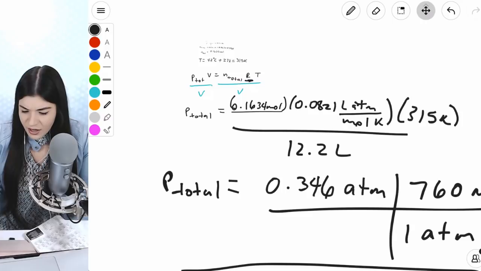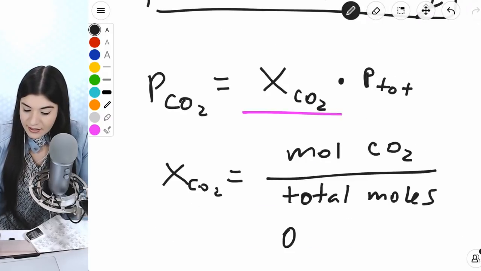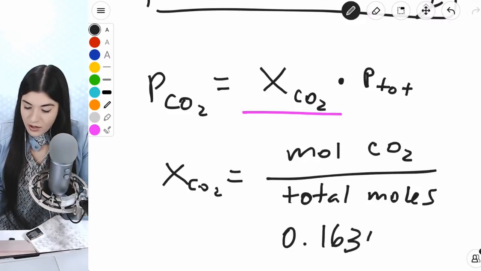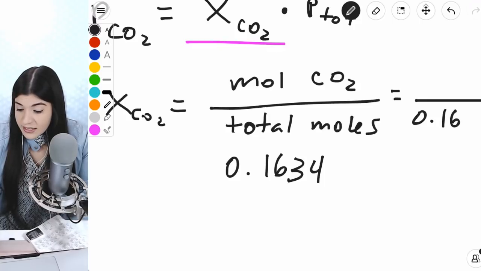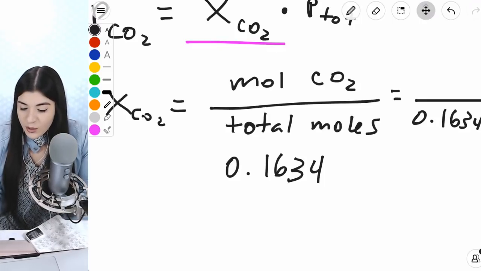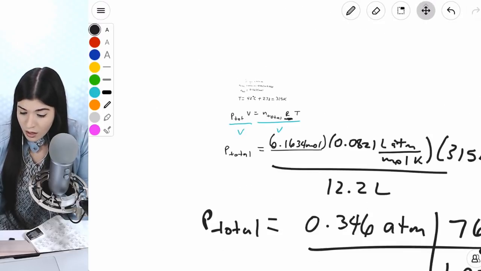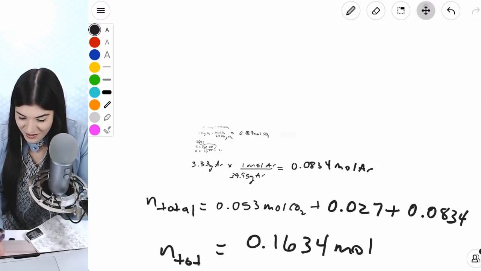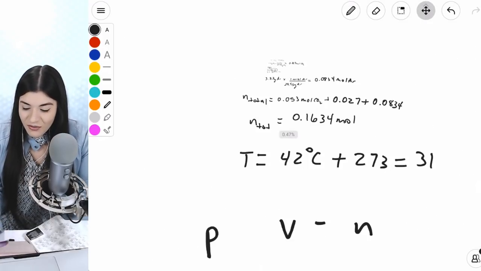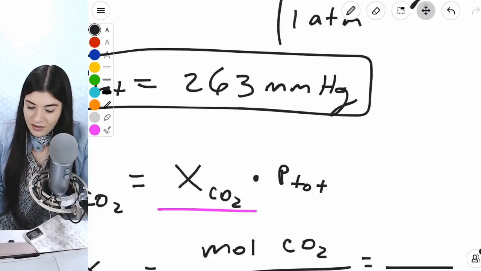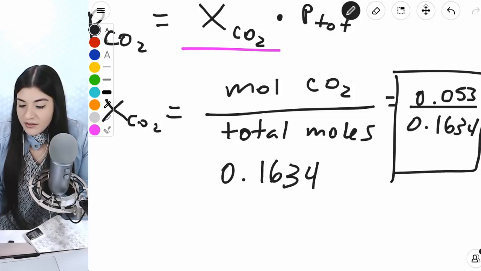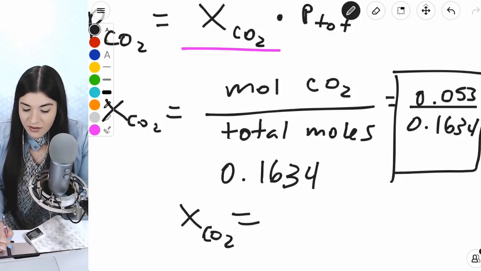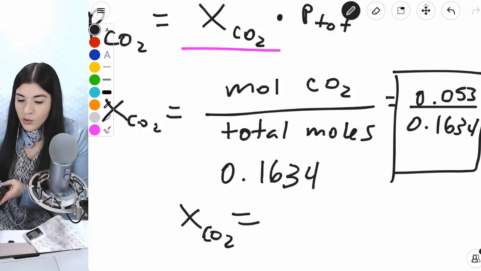So let me go back and figure out what our total moles was. 0.1634. Okay. So I'm going to plug in all the values that I already know. So 0.1634 is our total amount of moles. Our moles of CO2, we found those as well. Let me go back. We found those to be 0.053. Then we'll divide these two values, and that's going to give us the mole fraction of CO2. And then lastly, I'll multiply that by the total pressure, and you're going to replicate that for each one.